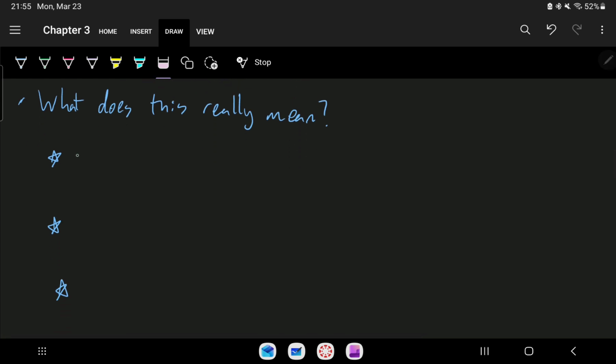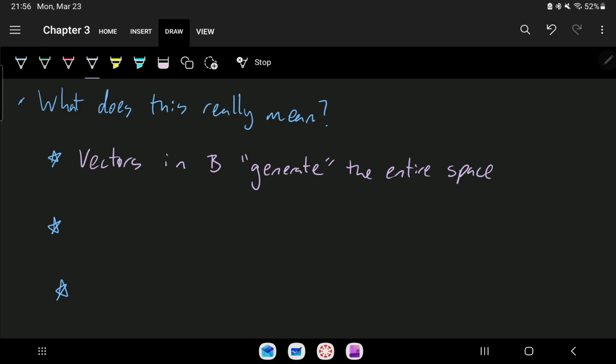The first is that the vectors in B generate the entire space. And this essentially means that the vectors in B are the building blocks of V. Nothing in V lies outside of the reach of B. And this makes sense because it's linearly independent, right?